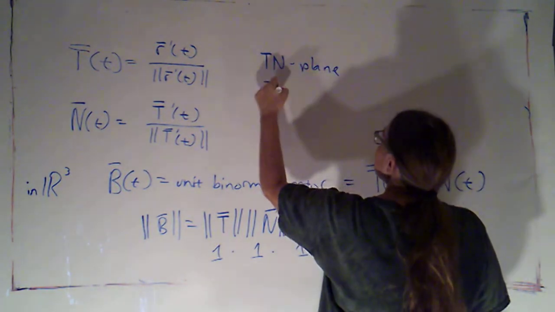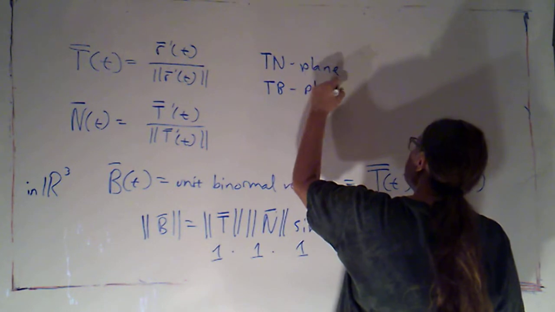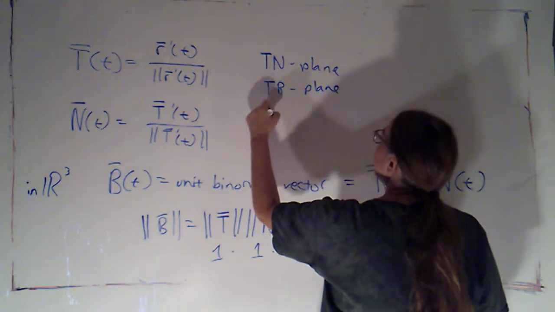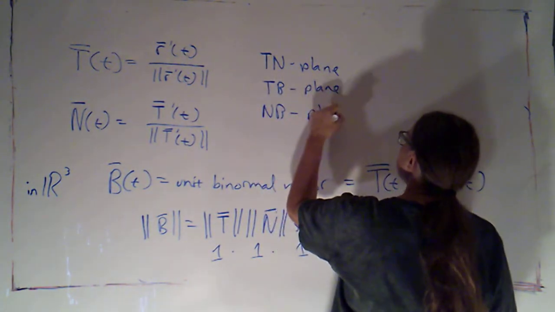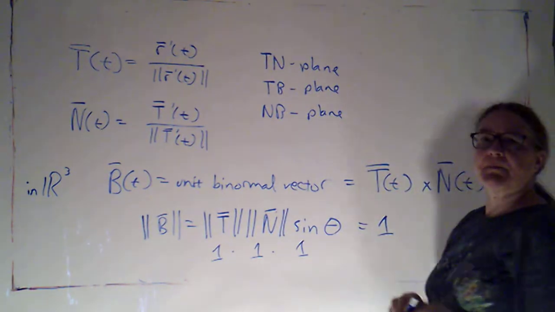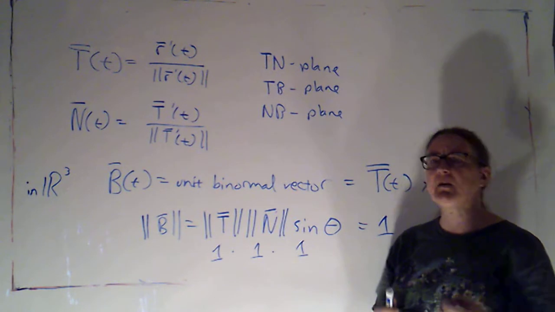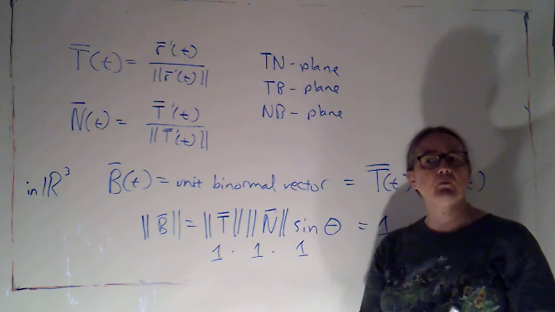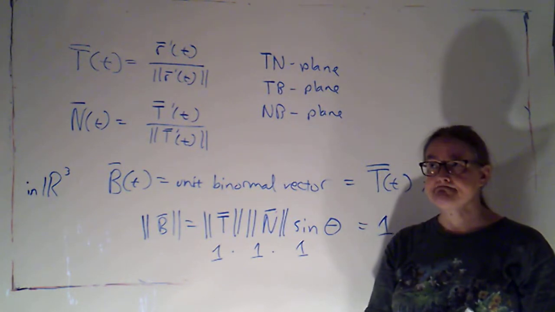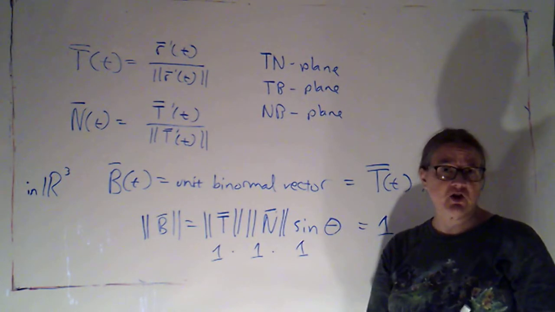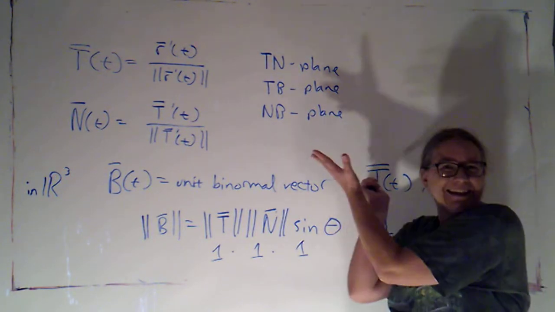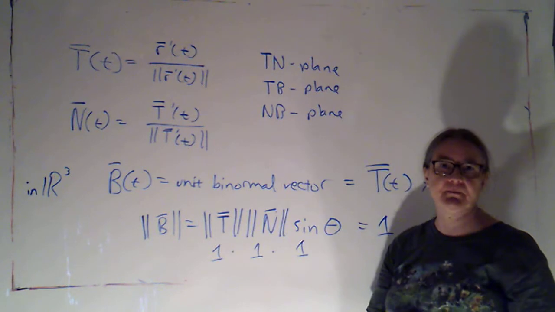I could calculate the TB plane. And I could calculate the NB plane. Now, each of these planes has another name, and they're given in the text. One of them is the rectifying plane, one of them is the normal plane, and one of them is the osculating plane. I don't remember which is which, and I don't expect you to, because we're just seeing this once and then moving on. Okay?